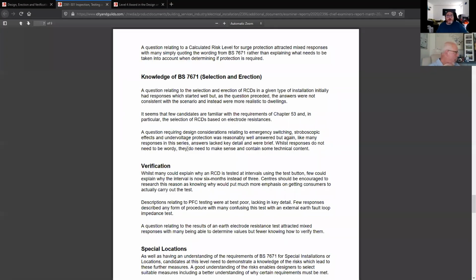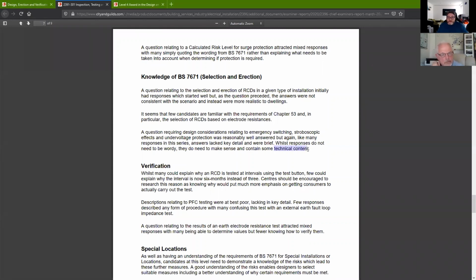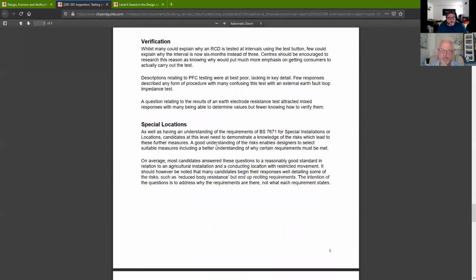A question requiring design considerations relating to emergency switching, stroboscopic effects, and undervoltage protection was reasonably well answered, but again, like many responses in the series, answers lacked key detail and were brief, so more of a statement from the regs. Whilst responses do not need to be wordy, they do need to make sense and contain some technical content. Technical content. Technical writing. Yeah? So if you find a response to a practice exam and you go, oh, it's that, don't just write it. Try to add it in a technical sentence that explains that you understand why you've come up with that response. All right?